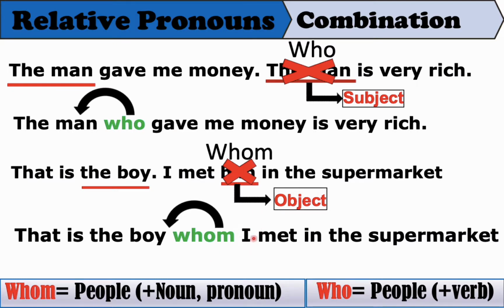And whom, look here, this whom. What is I? Is it a noun, pronoun, or a verb? It is a pronoun, so it is whom. Okay? And remember that whom replaces object and who replaces subject.